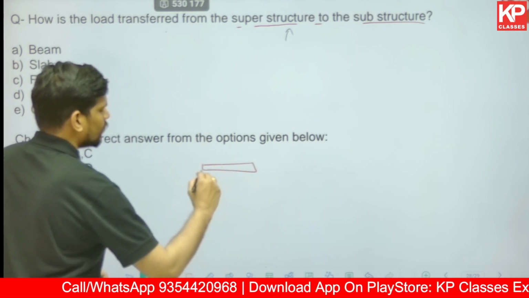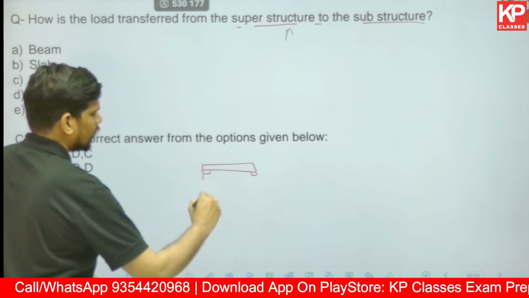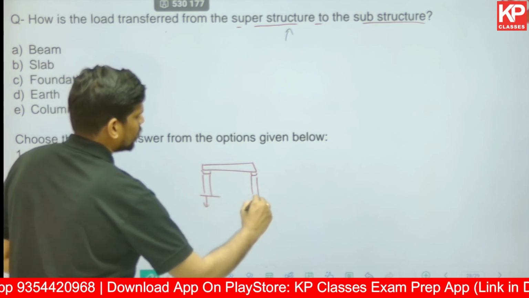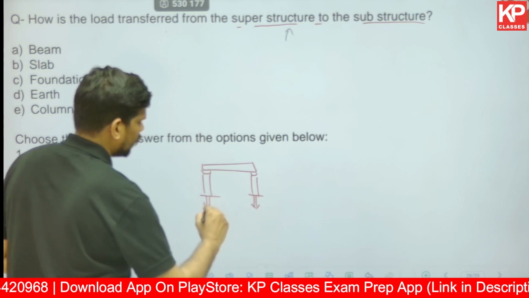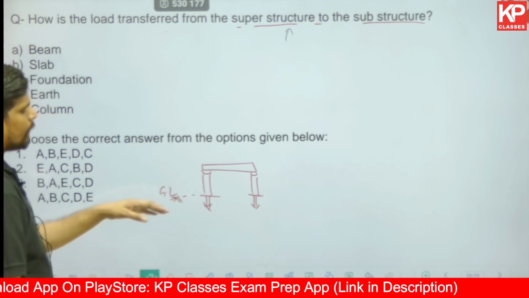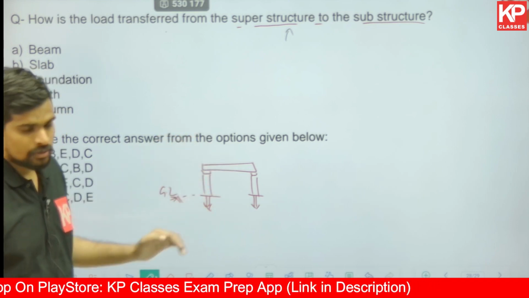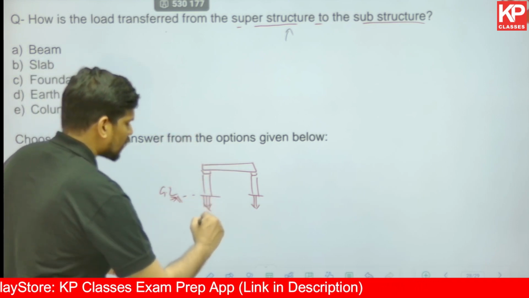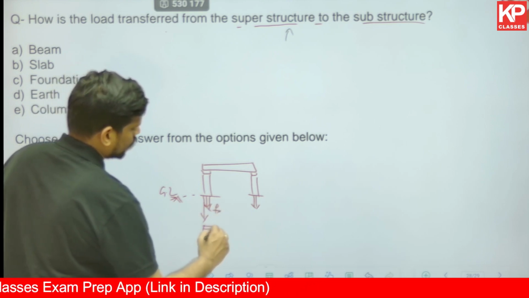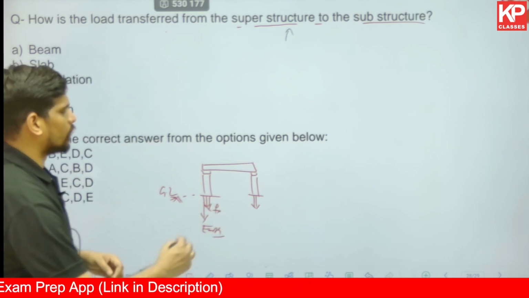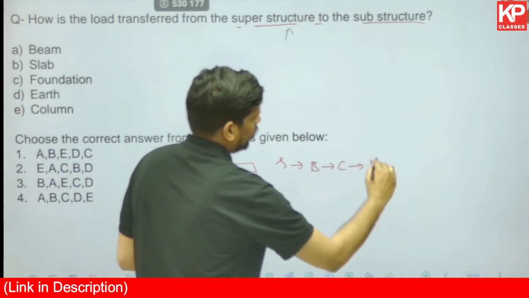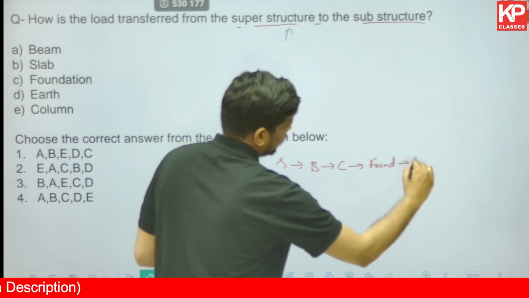The slab is supported on top of the beams, and from the beams the load is transferred to the columns, and from the columns the load is transferred to the foundation. Foundation is that part of the building where you go below the ground level. Above the ground level you have the slab, beams and columns, that is the superstructure. Substructure is below the ground level, where you have the foundation, and finally that load goes to the earth. So that's the sequence: from the slab to beam, then column, then foundation, and then earth.